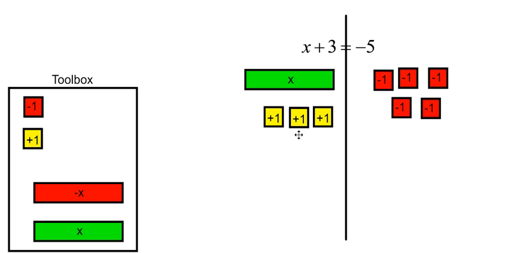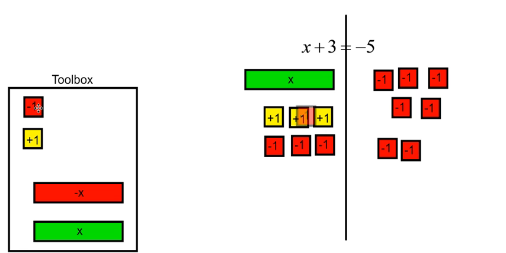So we want to cancel out 3 yellow tiles, 3 positive integer tiles. So we're going to pull 1, 2, 3 negative integer tiles, 1 for each of our yellow tiles. And to keep our equation balanced, we're going to do the same thing on the other side. So we're going to pull 1, 2, 3 -1 integer tiles on the right-hand side also. Now everything is balanced. We've done the same steps to the left and right-hand side of the equation.